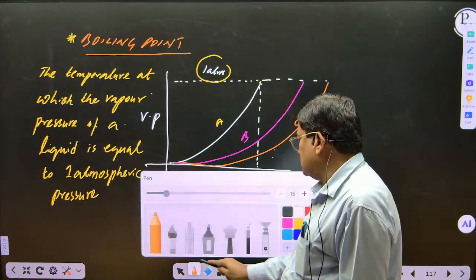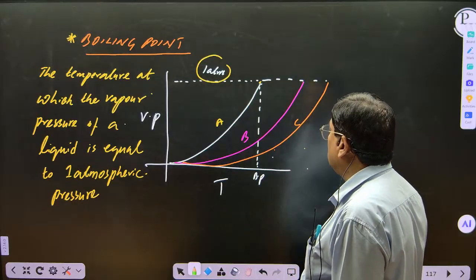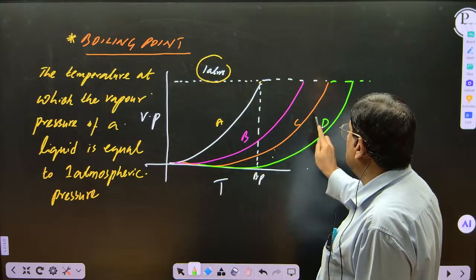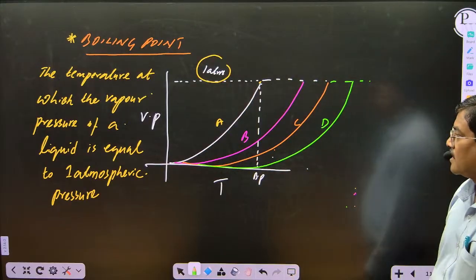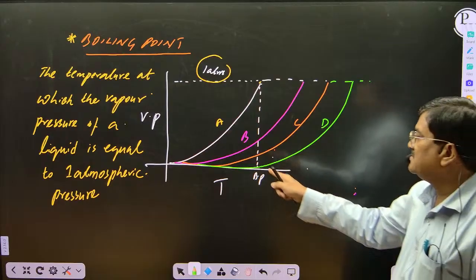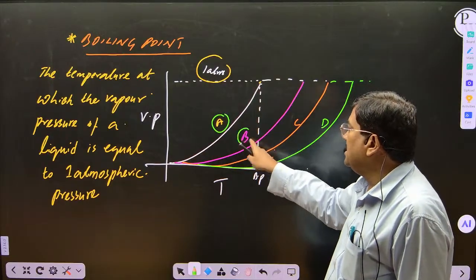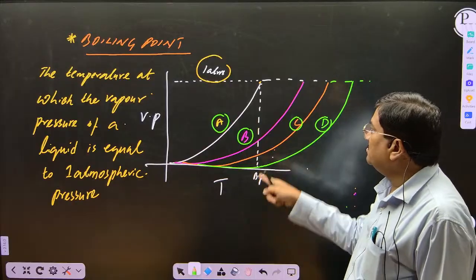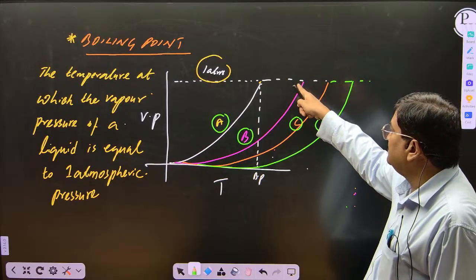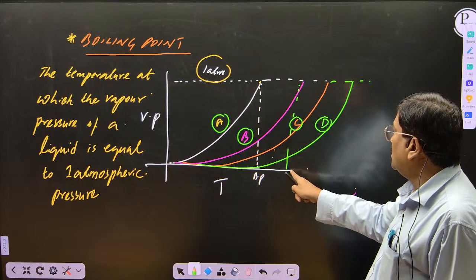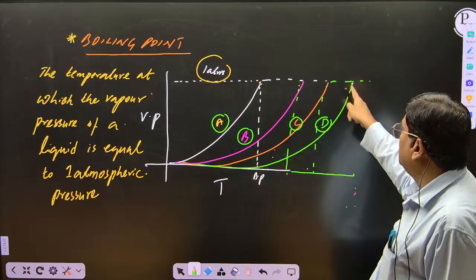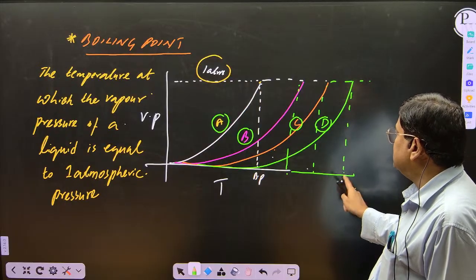This is with another liquid D. Now call this ABCD liquid. And this is liquid A, liquid B, liquid C, liquid D. Now tell me, the boiling point of B coincides with this, no? Boiling point of this C coincides with this temperature. Boiling point of this D coincides with this.